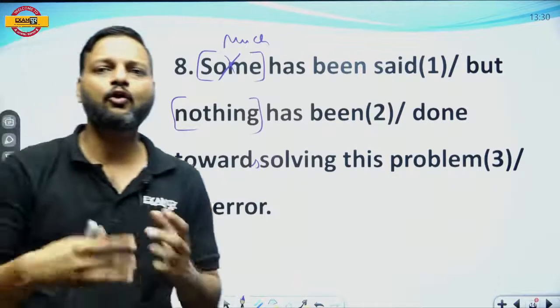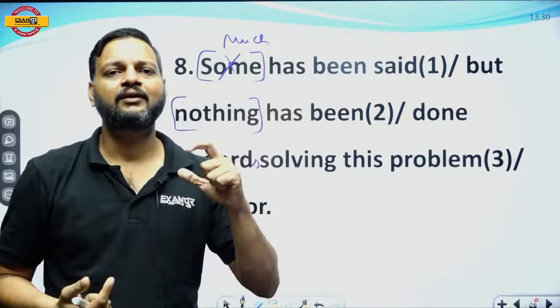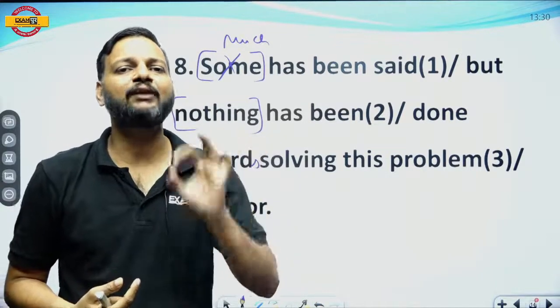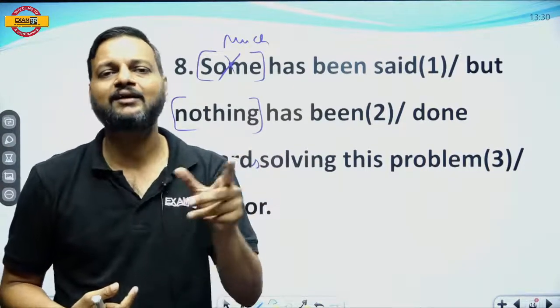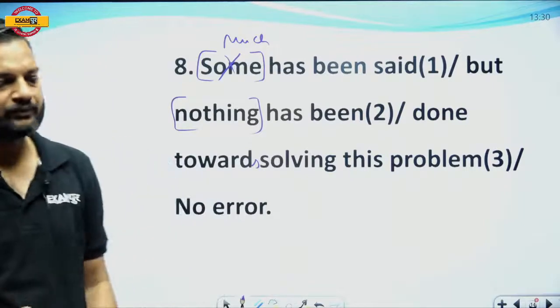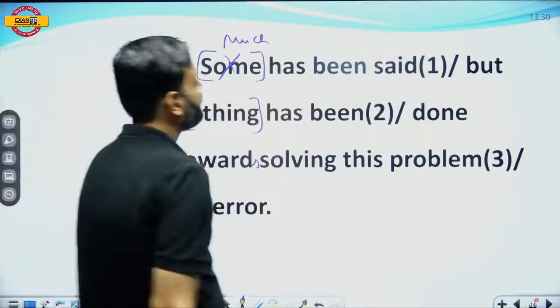So this is a combination. Some cannot be combined with nothing. The correct combination is much and nothing. Much has been said but nothing has been done. So here in place of some we have to use much.